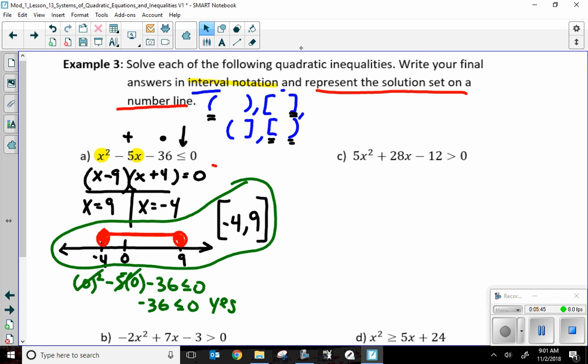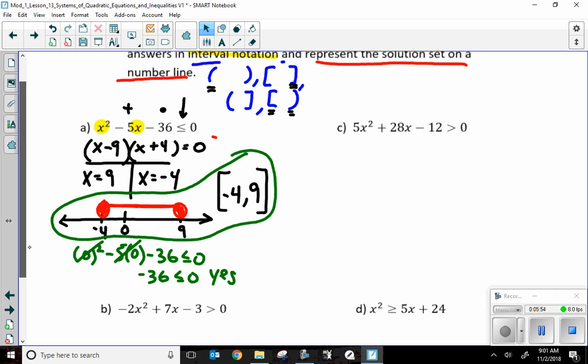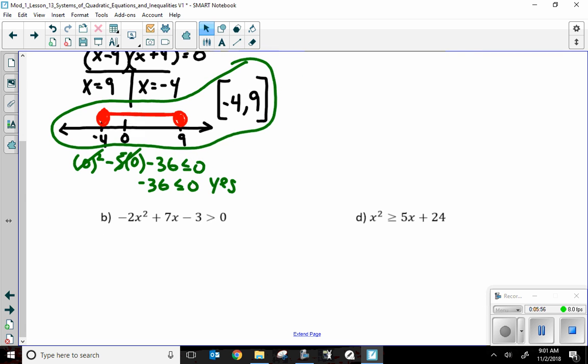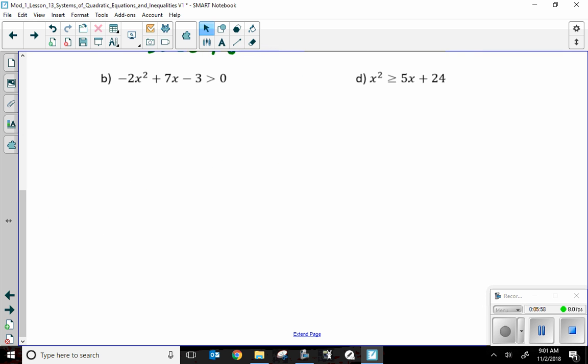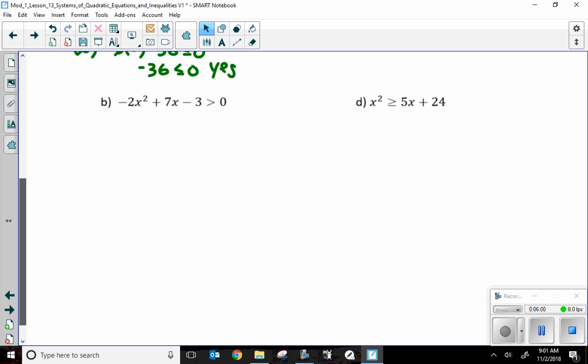If you want to pause this and do B, C, and D, go ahead, because I'm about to do them right now. Okay? Let's take a look at B. I'm going to do this in the same manner. Okay? I am going to factor my quadratic just as if it was an equal sign instead of an inequality sign. And I'm going to get my two values to put on my number line.